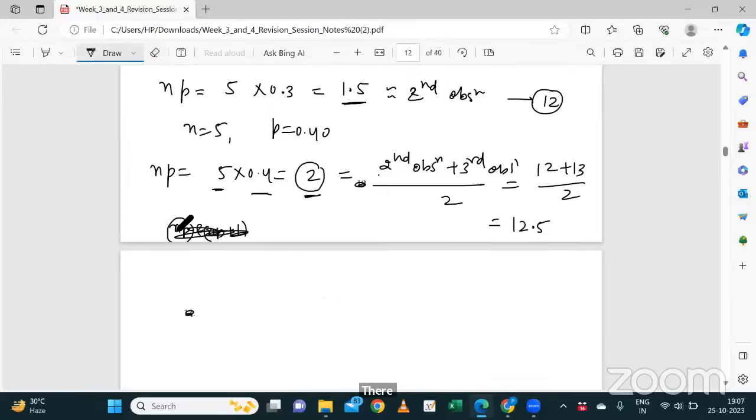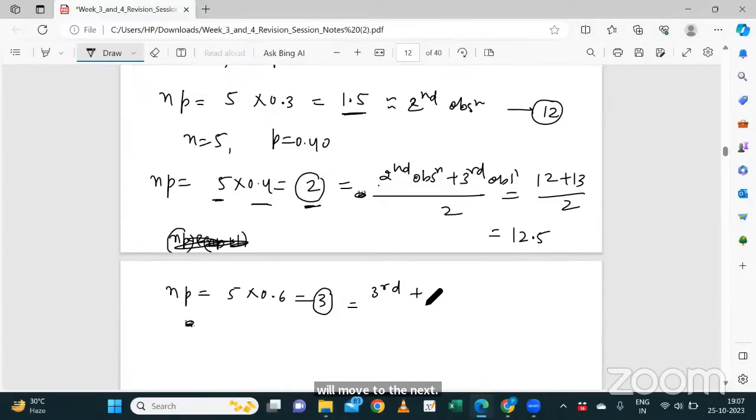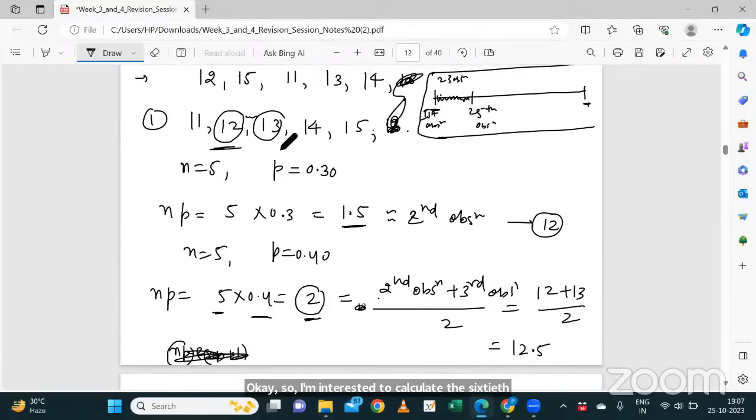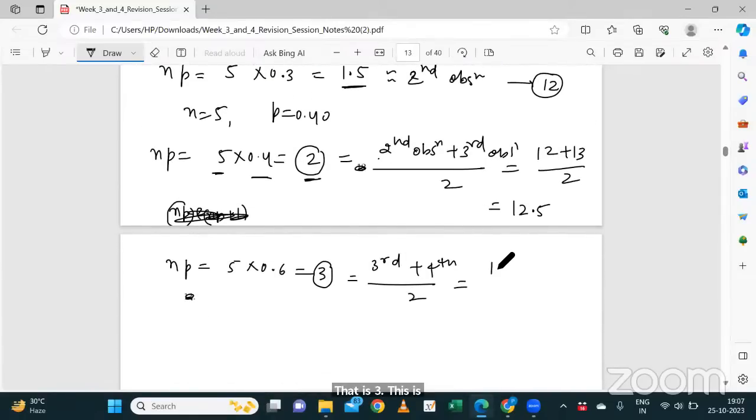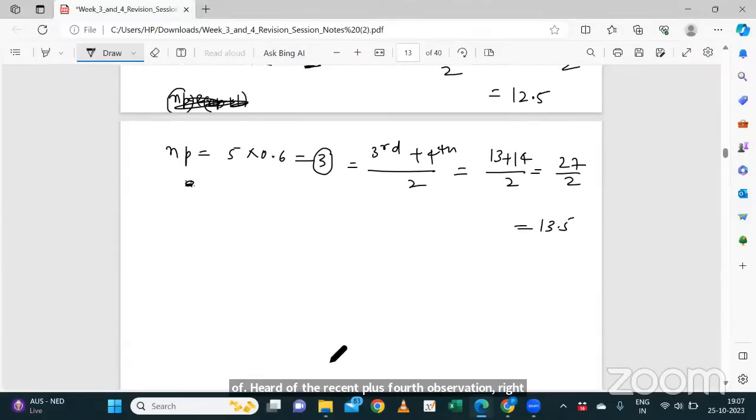Suppose I'm interested to calculate the 60th percentile. So NP will be 5 into 0.6, that means 3. This is an integer value, that means we have to take the average of the third observation plus the fourth observation, right? So third is 13, fourth is 14. So 13 plus 14 divided by 2, so 27 by 2, which is 13.5. Clear? Okay, great.